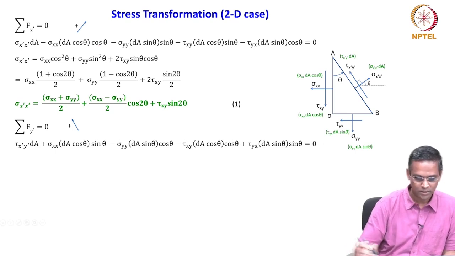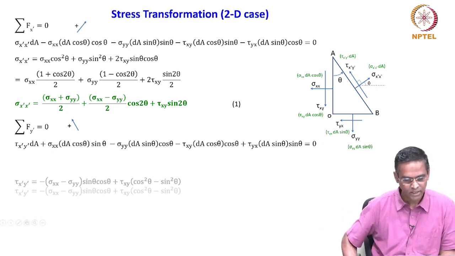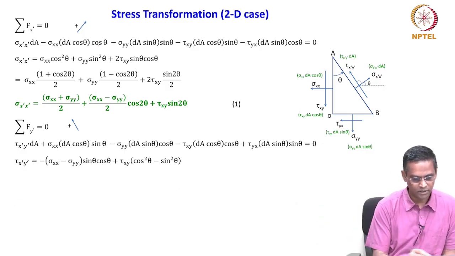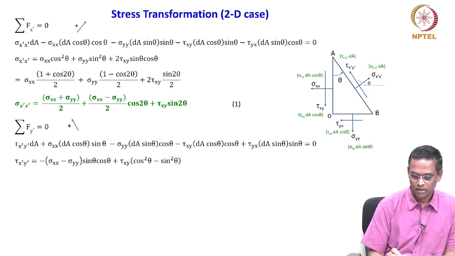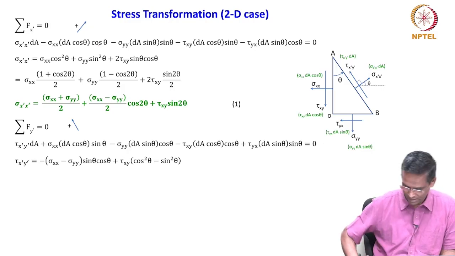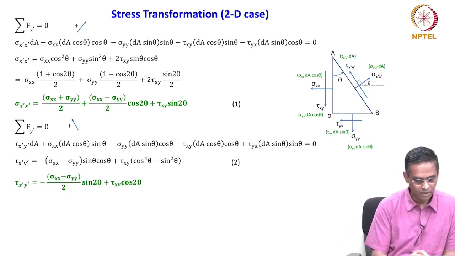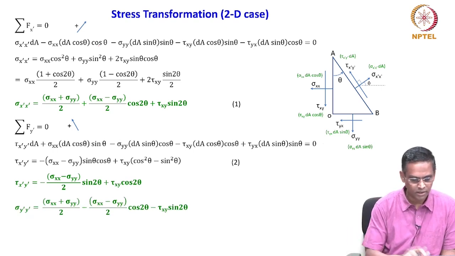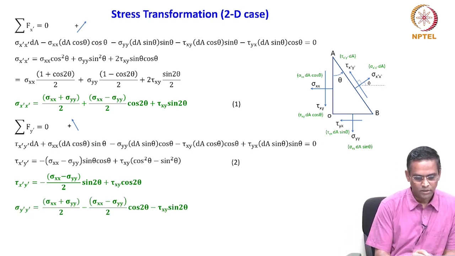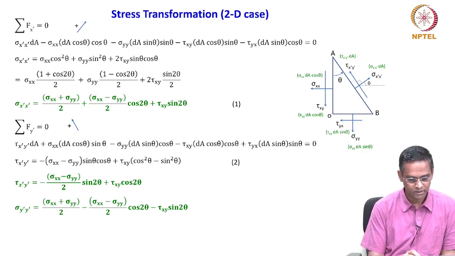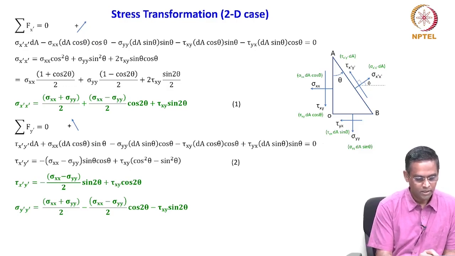Similar to this, we have one equation, then we can rearrange that by removing common factors and rewrite it. The final expression is tau x prime y prime is equal to minus (sigma xx minus sigma yy)/2 sin 2 theta plus tau xy cos 2 theta. So this is another shear stress equation similar to the normal stress. If you plug in this 2 theta value in an arbitrary plane or member, you will get the shear stress.